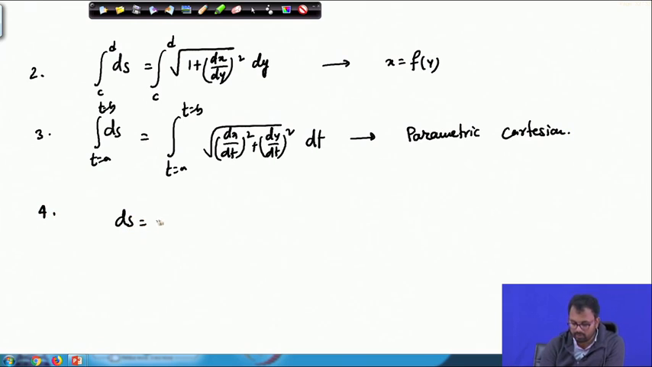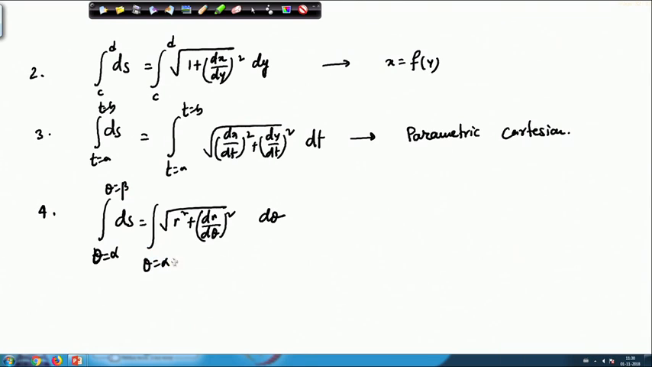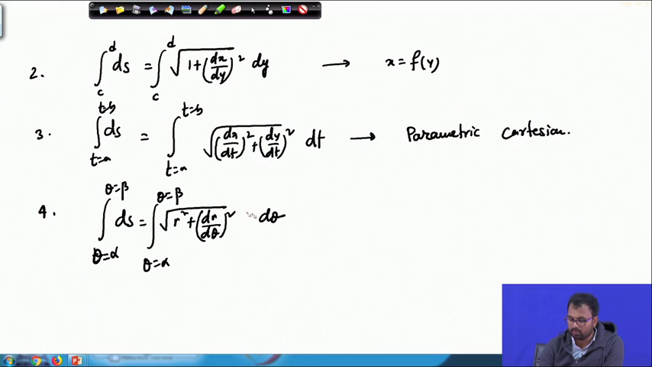So, for ds, we know that ds square equals r square d theta square plus dr square. So, we divide both sides by d theta. So, this will be the square root of r square plus dr by d theta whole square times d theta, and we can integrate for theta running from a certain point alpha to theta equals beta, let us say. This will give us the arc length of the curve given by the equation r equals f theta, which is the polar setting.